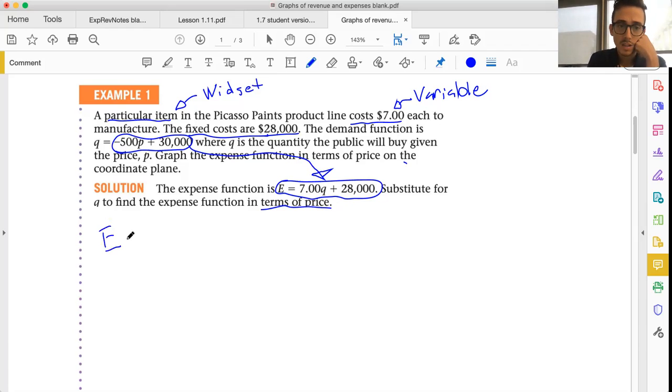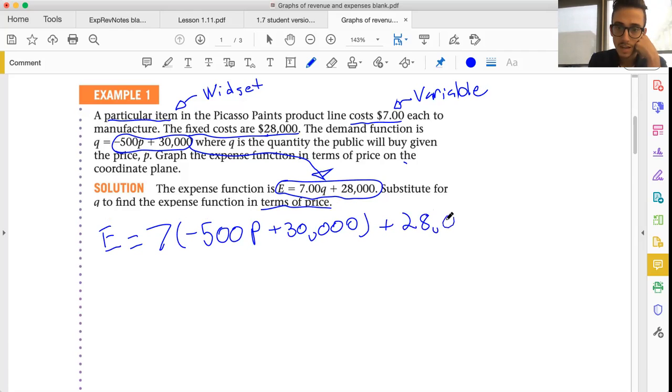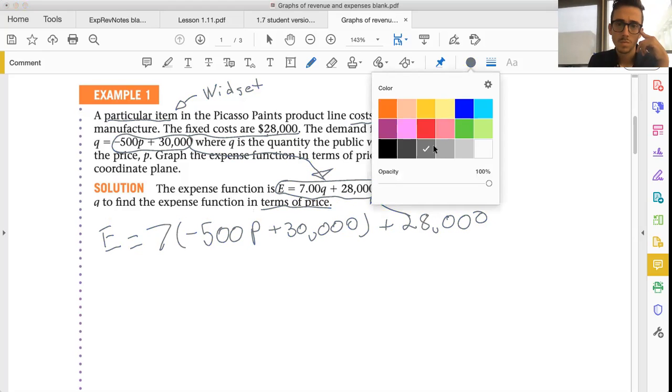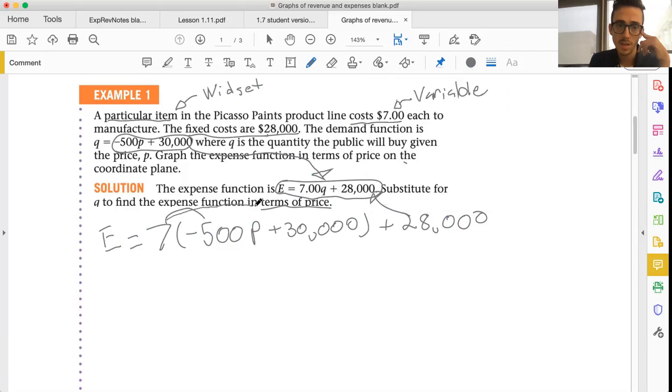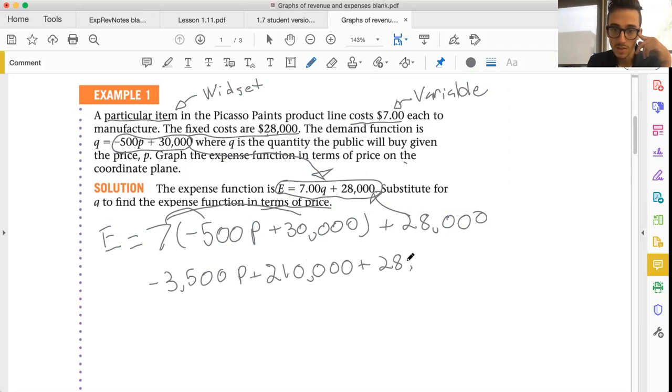So let's rewrite that. E is going to be equal to 7 times that negative 500P plus 30,000. There's nothing else we need to add in there. Okay, so that's everything. We also have the 28,000. Don't forget it because that's left over when we're talking about expenses. What can we do to take this further? Hopefully you're saying that we can distribute the 7 into both of these terms, getting negative 3,500P plus 7 times 30, so 210,000. And then don't forget the 28,000 down here.